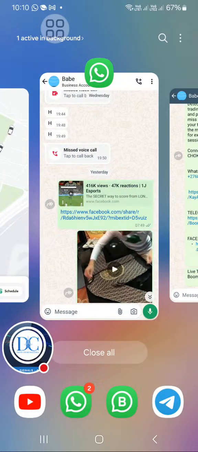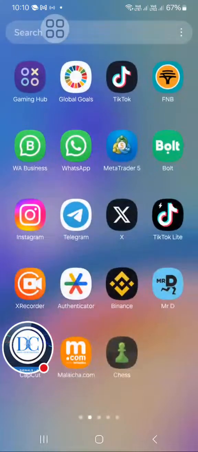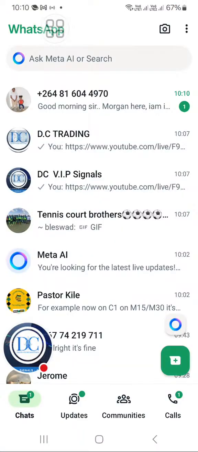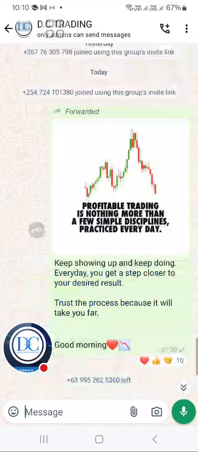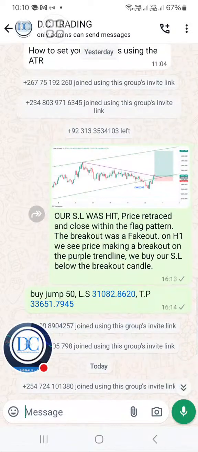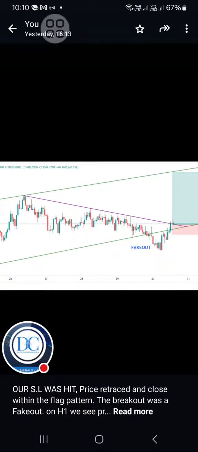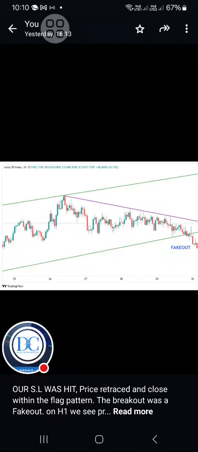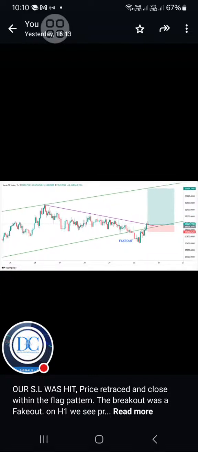Let me come to my group. Those who are following me, we made an update on that signal. Our SL was hit, it was Jump 50. Yes, so this is very common for those that trade breakouts. I'm going to explain what happened. So what happened is this. There was a breakout from the flag pattern, and then price immediately reversed and closed within the trend line.